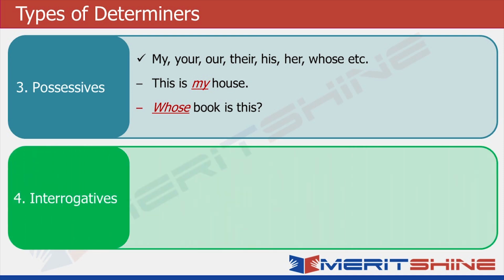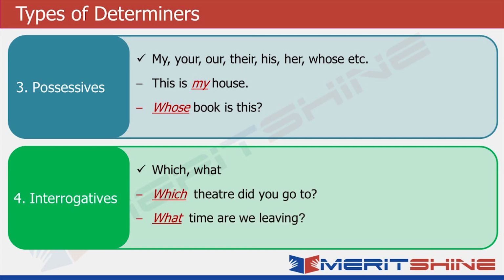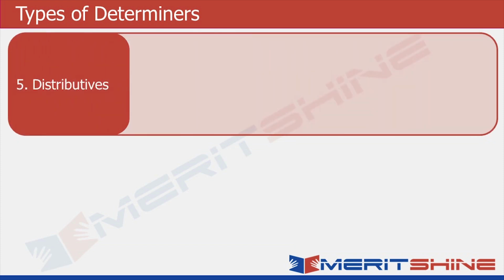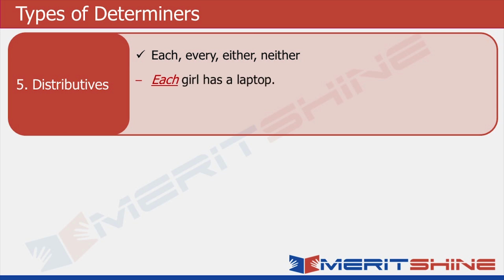The fourth type of determiners is interrogatives, such as which and what. Which theatre did you go to? What time are we leaving? These are used for both singular and plural nouns. The fifth type of determiners is distributives, such as each, every, either, neither. Each girl has a laptop. Take the medicine after every 5 hours.